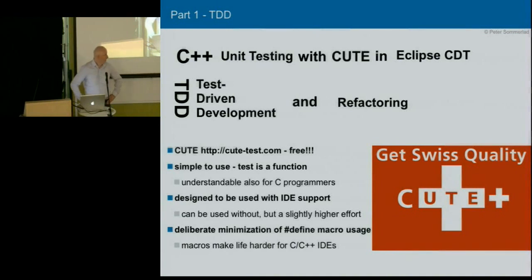And therefore, one design goal of Qt was to minimize the macro usage. We cannot get rid of macros at all, because otherwise it would be very hard to get the meta information we get from the preprocessor, like the source file and source line of our test cases, into the test results.